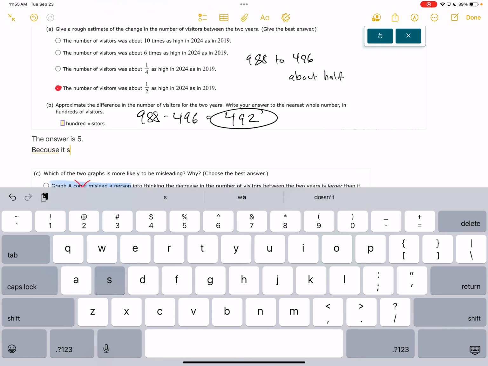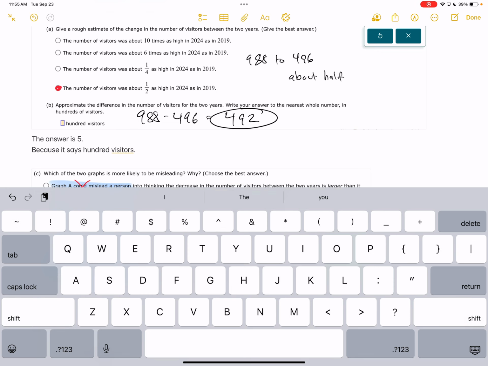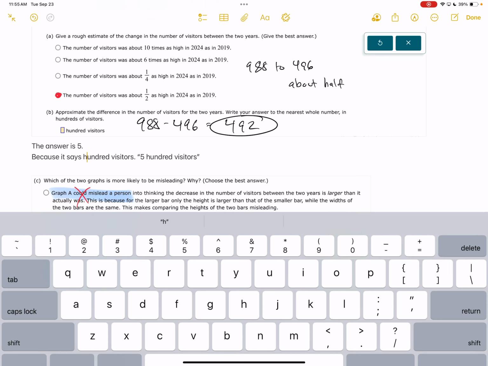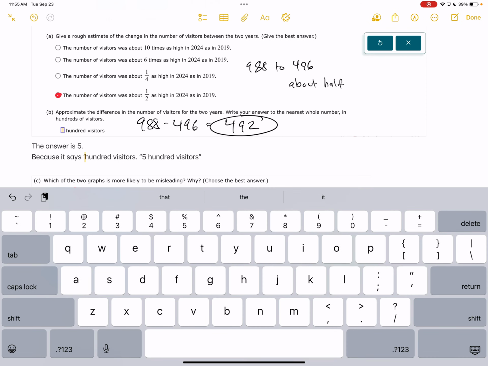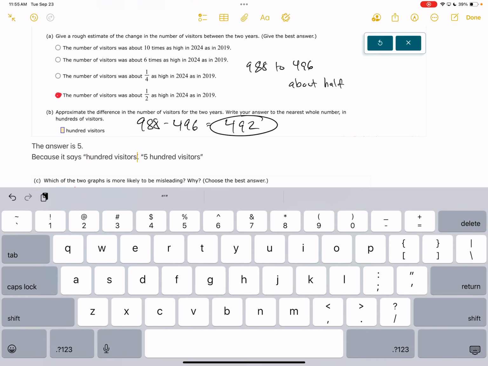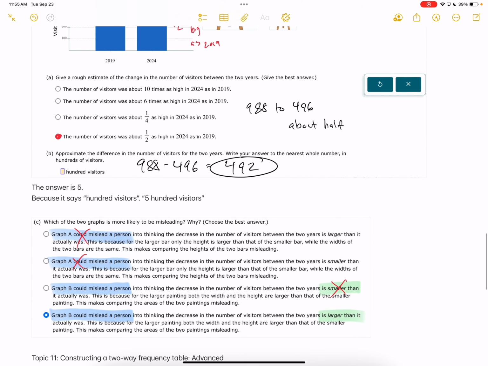Because it says 100 visitors, as in 500 visitors. I knew it did that a little bit on these, so make sure you're paying attention to that. I do not write 492. I do not write 500. I write 5 because it's already in hundreds of visitors. So it's trying to make sure you understand what unit you're looking at when you do these graphs as well. Does that make sense? So pay attention to that.